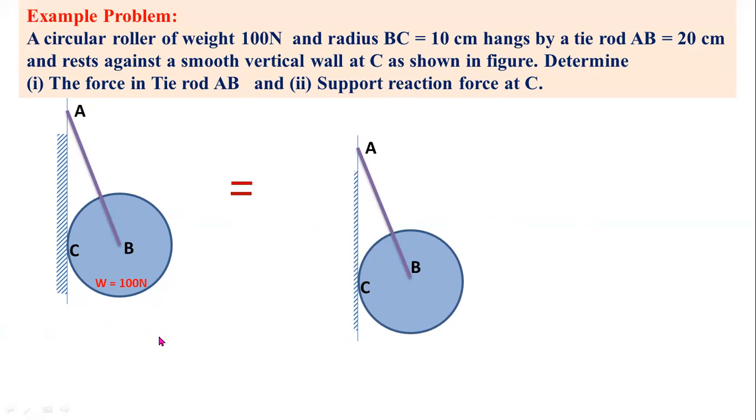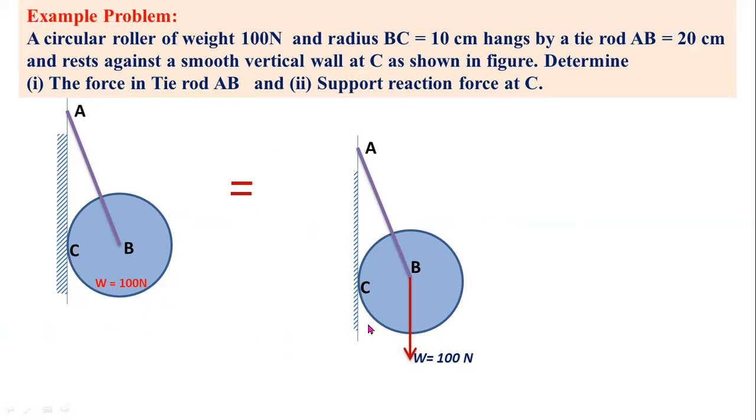Already we know that the self weight of the body acts vertically downwards. So I am drawing the vertical force. This vertical force indicates self weight. Self weight always acts vertically downwards. This is the magnitude of the self weight.